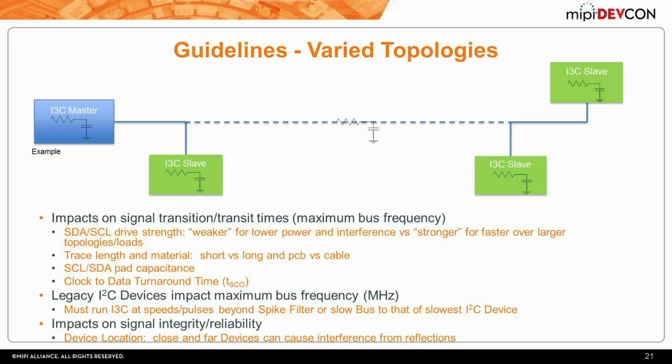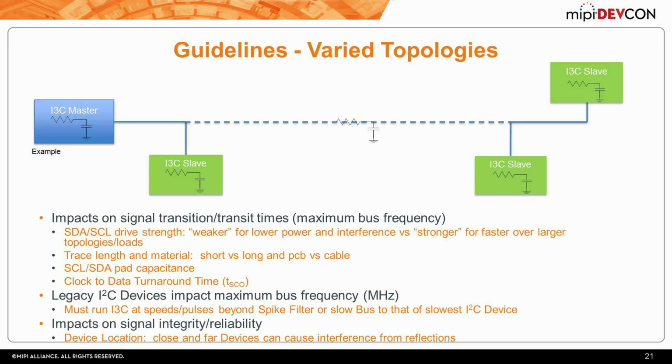The legacy I2C devices that you choose certainly will. You must run at I3C speeds beyond the spike filter or run at the speed of the legacy I2C device. So if you make topology and system trade-offs which don't let you run above the spike filter of the legacy I2C device, then you're going to have to slow the bus down. You can still use a lot of the features, but you will have those trade-offs to make.